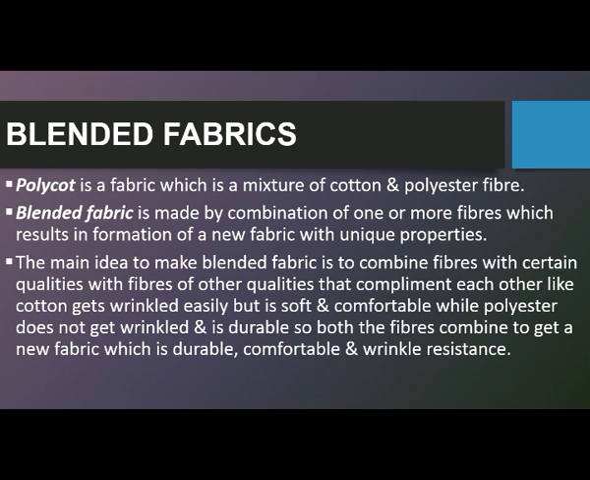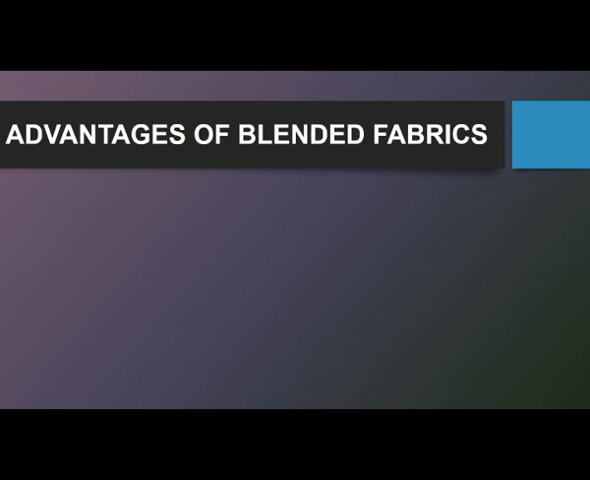Like cotton gets wrinkled easily and it is quite difficult to handle this fabric. The moment you use it, wear it, wash it, you have to iron it. So it takes a lot of care. But it is soft and comfortable, while polyester does not get wrinkled. It is durable and you can wash and wear it. So both of these fibers combine to get a new fabric which is durable, comfortable and wrinkle resistant. So this is blended fabric.